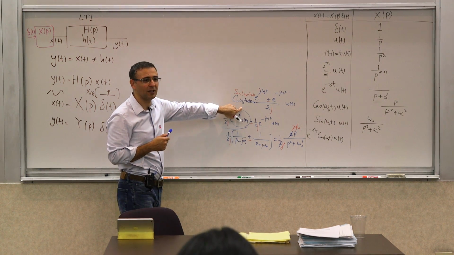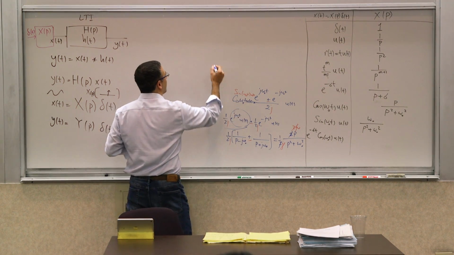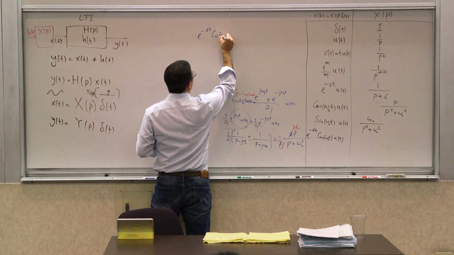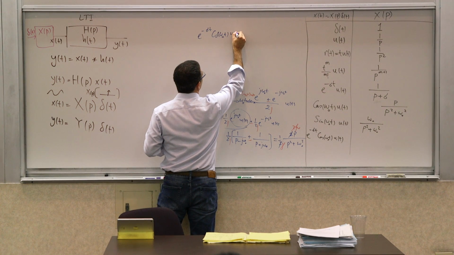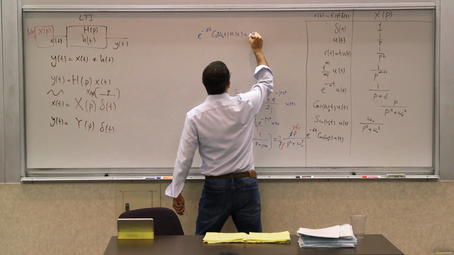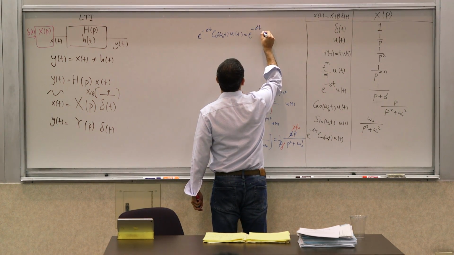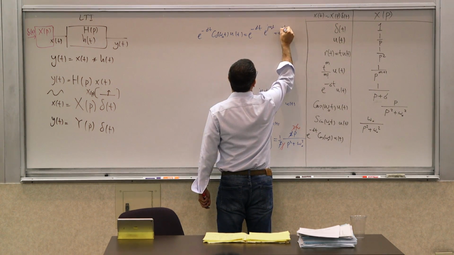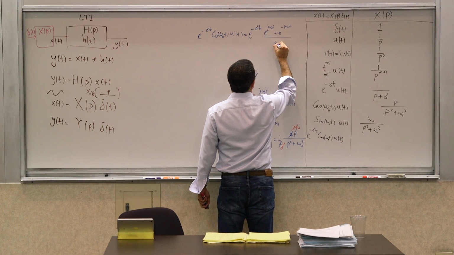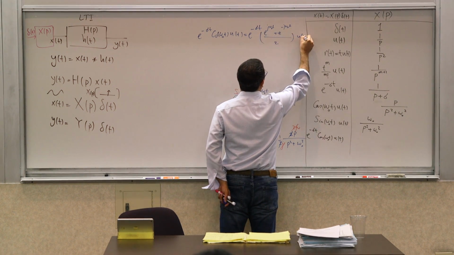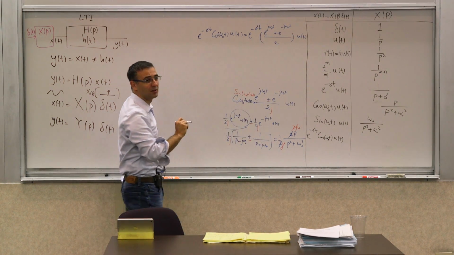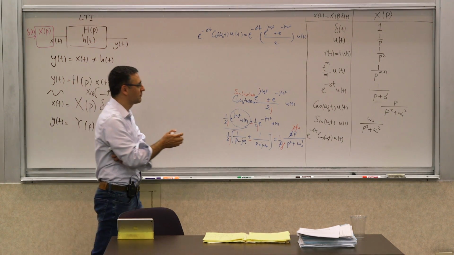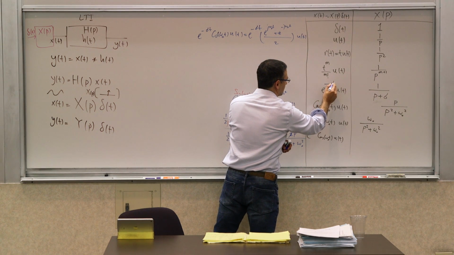Use the expansion, right? So what happens if I use the expansion again? Let's say now I have e to the negative sigma t cosine of omega naught t u of t. If I write this expansion for the cosine, I get e to the negative sigma t times e to the j omega naught t plus e to the negative j omega naught t over 2, u of t. So I've reduced it to exponentials, right? And I know how to deal with exponentials. We know how to deal with exponentials in general.